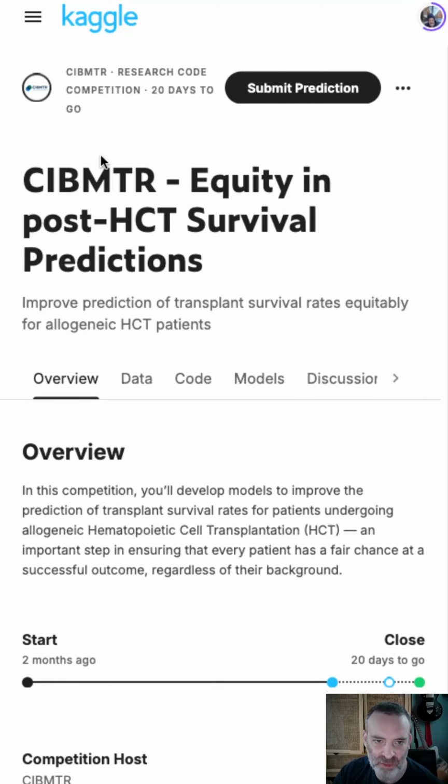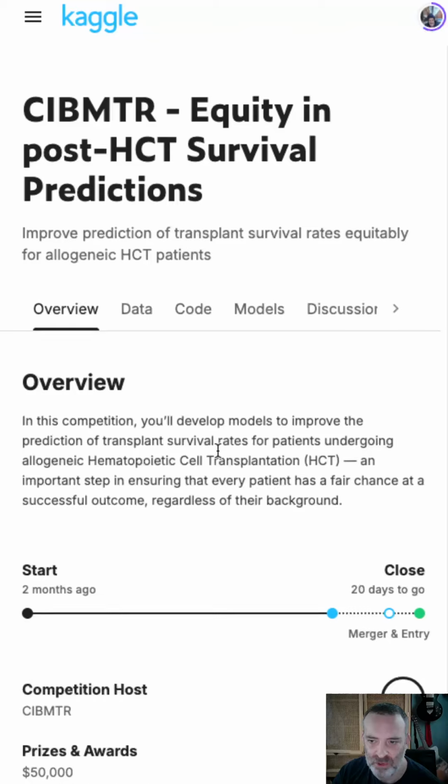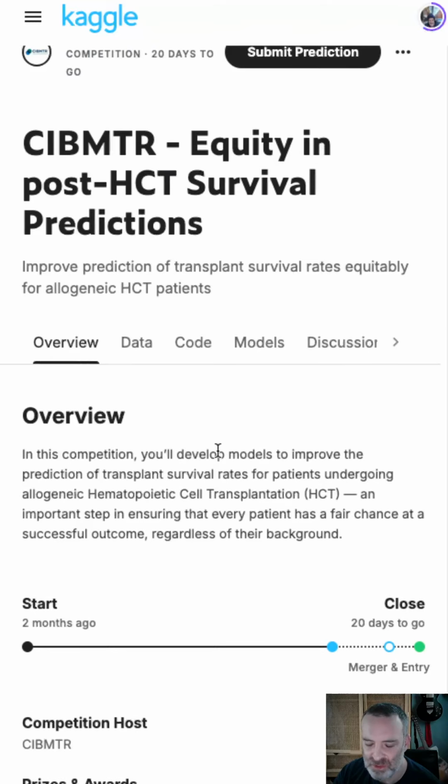Hey folks, I started working on this Kaggle contest a few days ago. I only have 20 days left in the competition. The gist of the competition is we're trying to predict survival rates for patients that are undergoing transplants. I've never worked on survival data before, and it has a few interesting little twists.